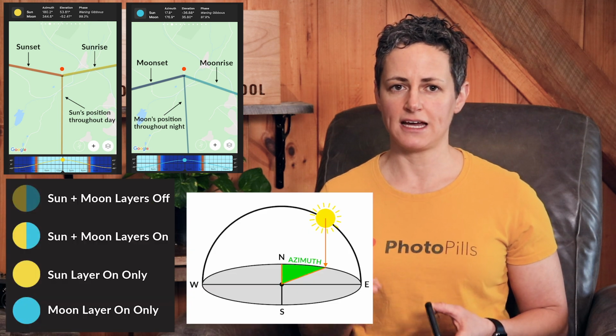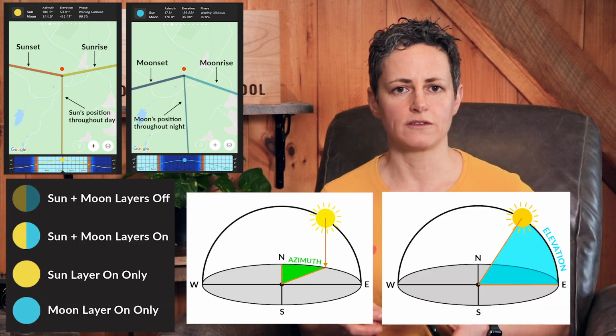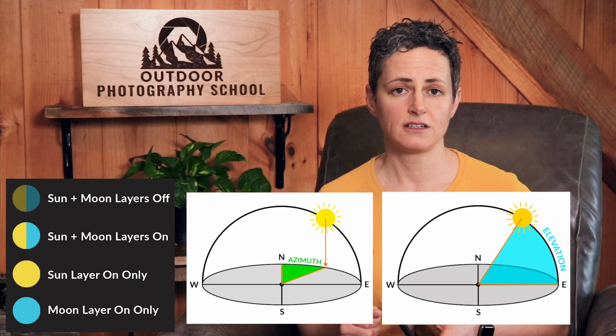In last week's PhotoPills Friday, we learned all about the Sun and Moon position panel, how to activate the Sun and Moon map layers, and how to use azimuth and elevation to know where the Sun or Moon's position is. Today, we will learn about 3 other top panels in the planner that also relate to planning your Sun and Moon images, so stay tuned.